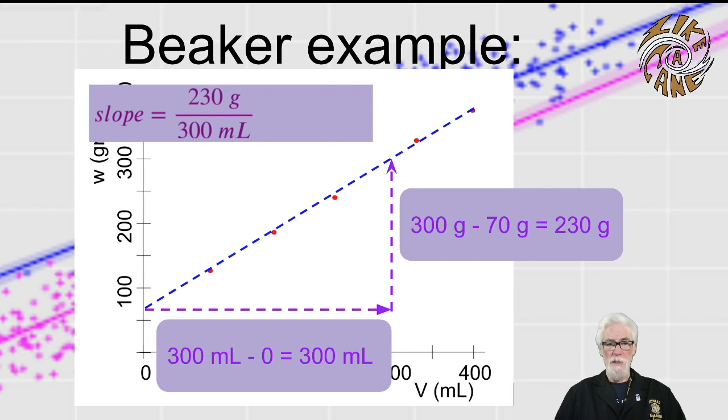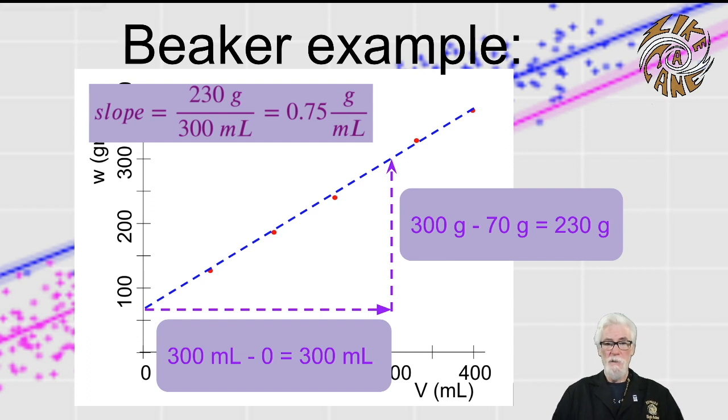Now in science, we never want to leave a denominator that isn't 1. So when we see something like this, we're going to actually do the division problem and take 230 and divide it by 300. And that gives us 0.75 grams for every 1 milliliter, which is much easier to compare than 230 grams for every 300 milliliters.